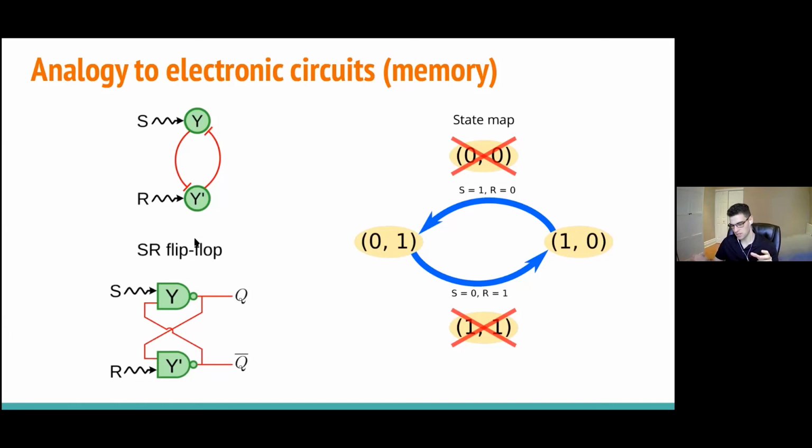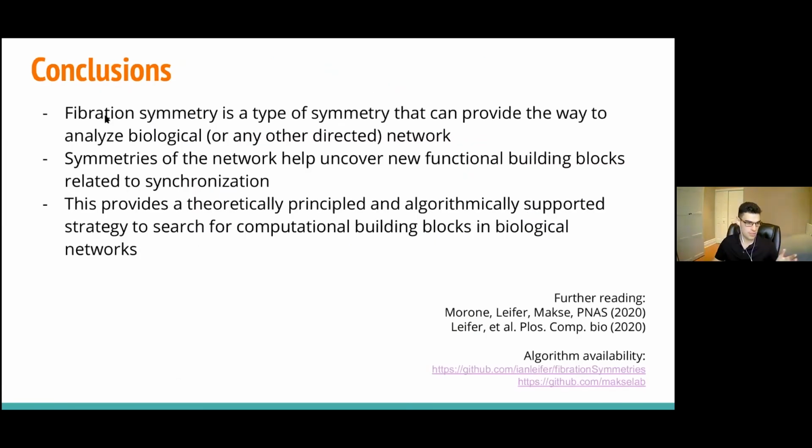So basically what we found is that there are clock circuits and there are memory circuits, and this can actually help to decode the full network. And I'm going to just wrap up here.